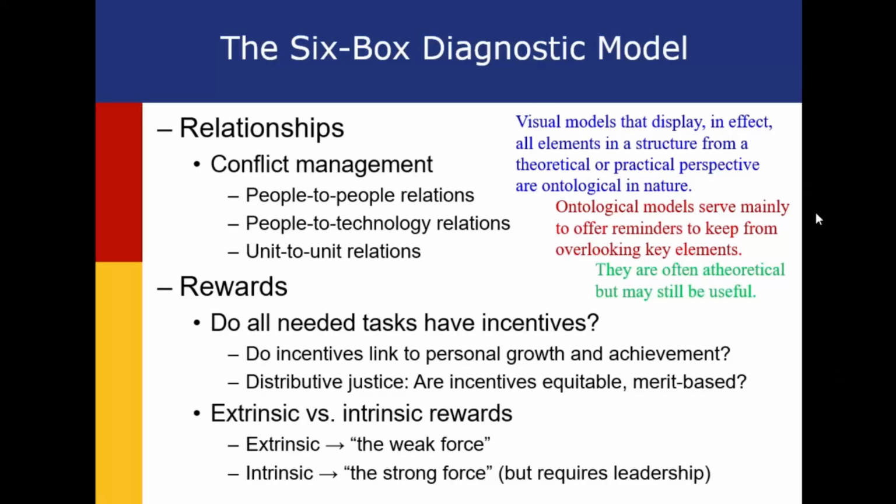I say up here on the right-hand side, visual models that display, in effect, all elements in a structure from a theoretical or practical perspective are ontological in nature. Ontological models serve mainly to offer reminders to keep from overlooking key elements. So what do you do with them? You do diagnosis. The ontological model, therefore, occurs in Cotter's first three phases. That's where you're trying to figure things out. Or in Levine's first phase.